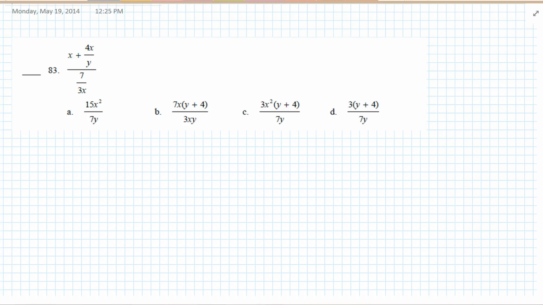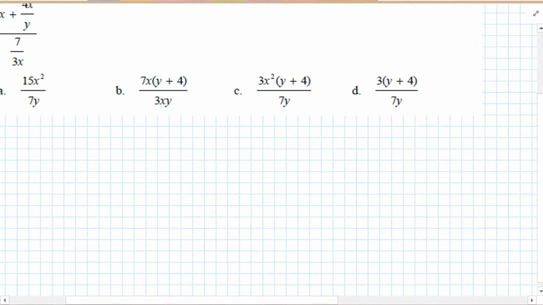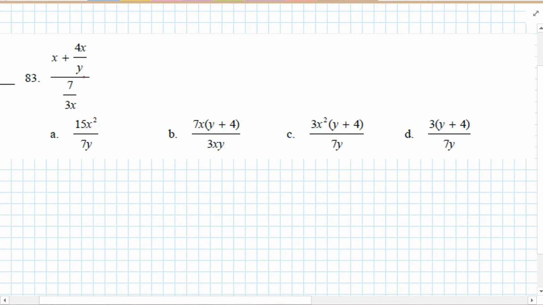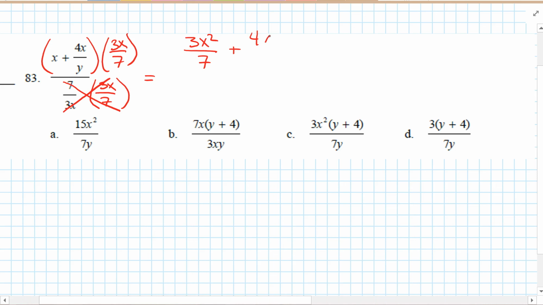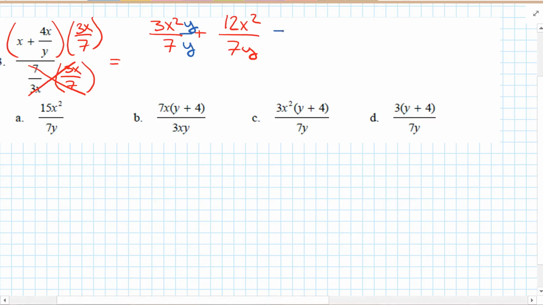x plus 4x over y, all over 7 over 3x. So here's what we're going to do. Since the denominator is an easy fraction, we're just going to multiply everything by its reciprocal. When we do that, we multiply the reciprocal to the denominator and numerator. The denominator cancels out. Now we just got to distribute 3x over 7 to each term. So the first term is going to be 3x²/7. And the second term is going to be 12x²/(7y). How can I get the first term's denominator to look like the second term's denominator? 7y and 7. I can multiply the top and bottom of the first term by y. So now this becomes the same denominator, so I can write it as (3x²y + 12x²)/(7y).